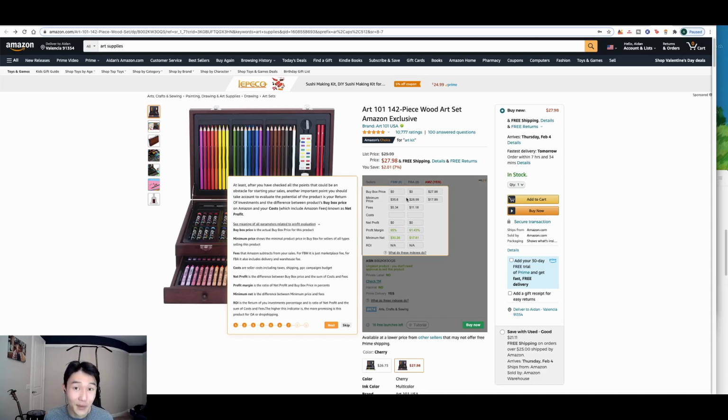Really the more important stuff. How much money am I going to be profiting off of this product? Clearly, because there's a yes right next to it, I'm going to assume that this product is being fulfilled by Amazon, or it's being sold by Amazon, excuse me. Not FBA, I guess it's going to be being sold by Amazon itself.